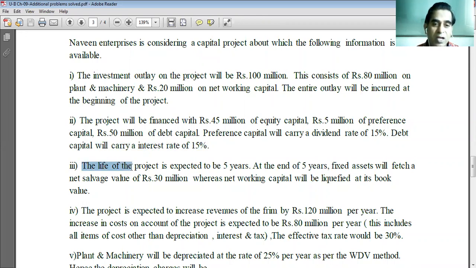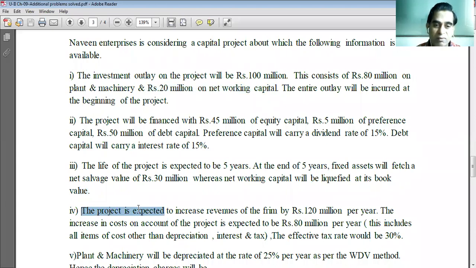Third information, the life of the project is expected to be 5 years. At the end of 5 years, fixed assets will fetch a net salvage value of 30 million rupees. Salvage value 30 million rupees, whereas the net working capital will be liquidated at its book value. So recovery of working capital, remember, 20 million rupees, the additional working capital required.